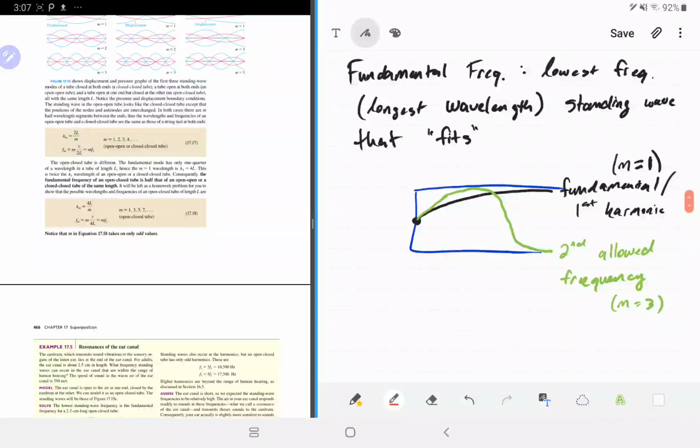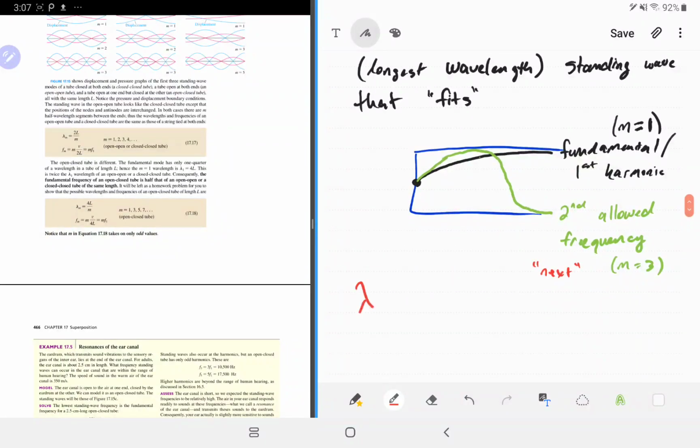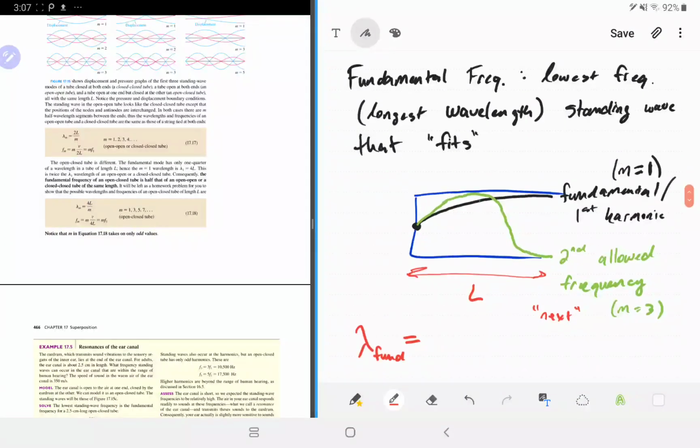Okay, so now let's compare these two. Just to be consistent, I'll call this the fundamental and then the next one. Because of the ambiguity with the second allowed being m equals 3, I'm just going to call it the next one. So lambda for the fundamental is, now I'm just going to introduce a length of the pipe, L, right here. I just want to relate lambda to L, because I can do that in both cases.